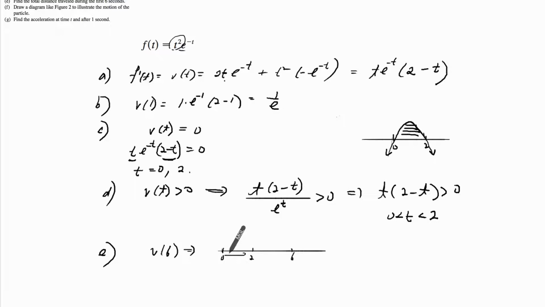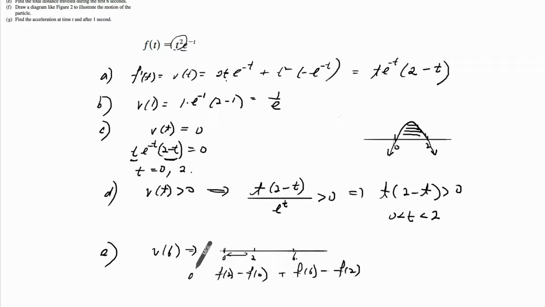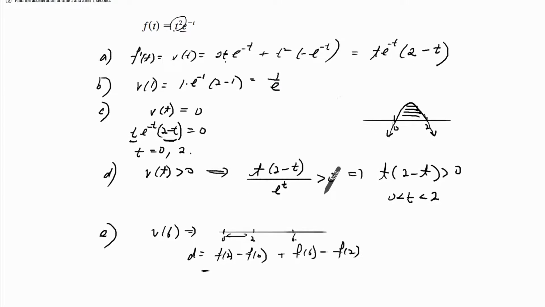So the distance from 0 to 2 is, right, f at 2 minus f at 0. And the distance from 2 to 6 seconds is going to be f at 6 minus f at 2. This is going to be the total distance that the particle has traveled. Okay, so let's just plug it in now.